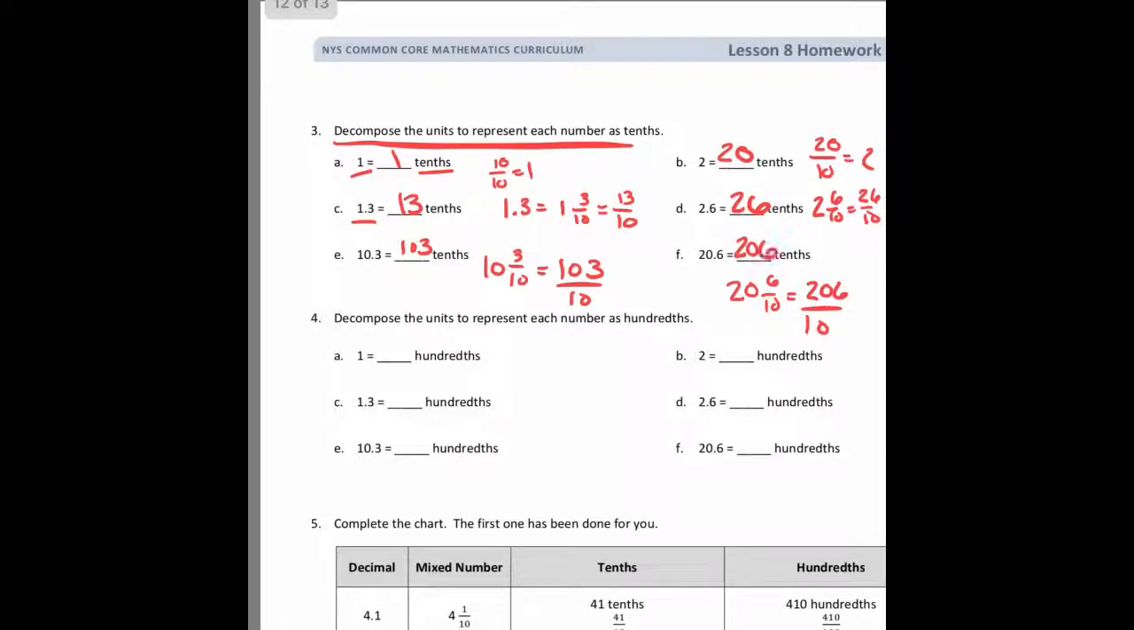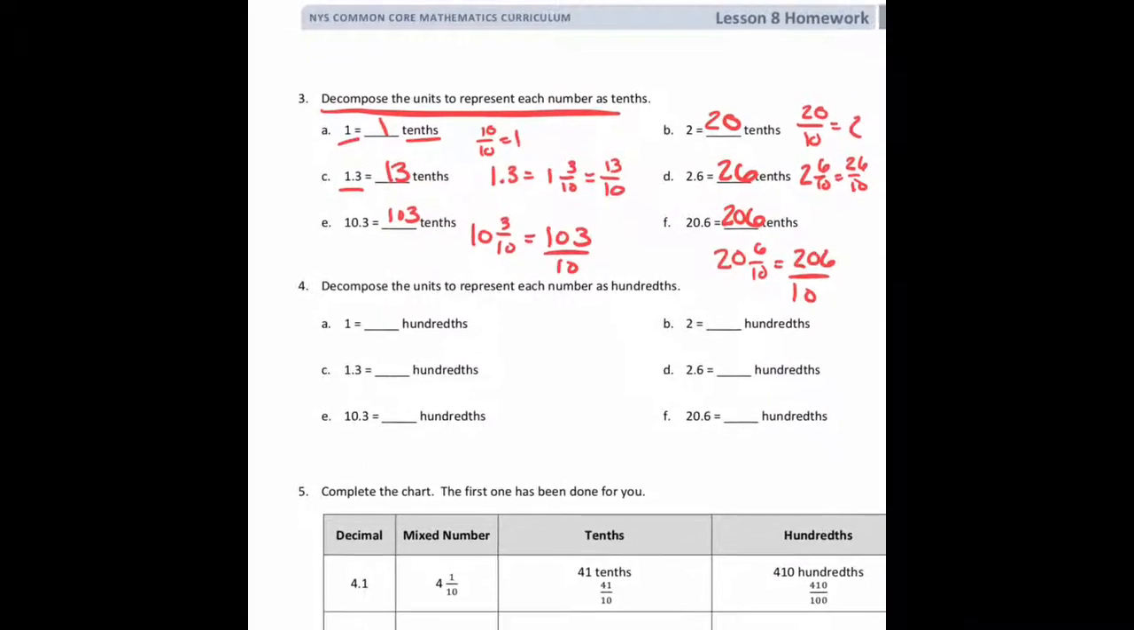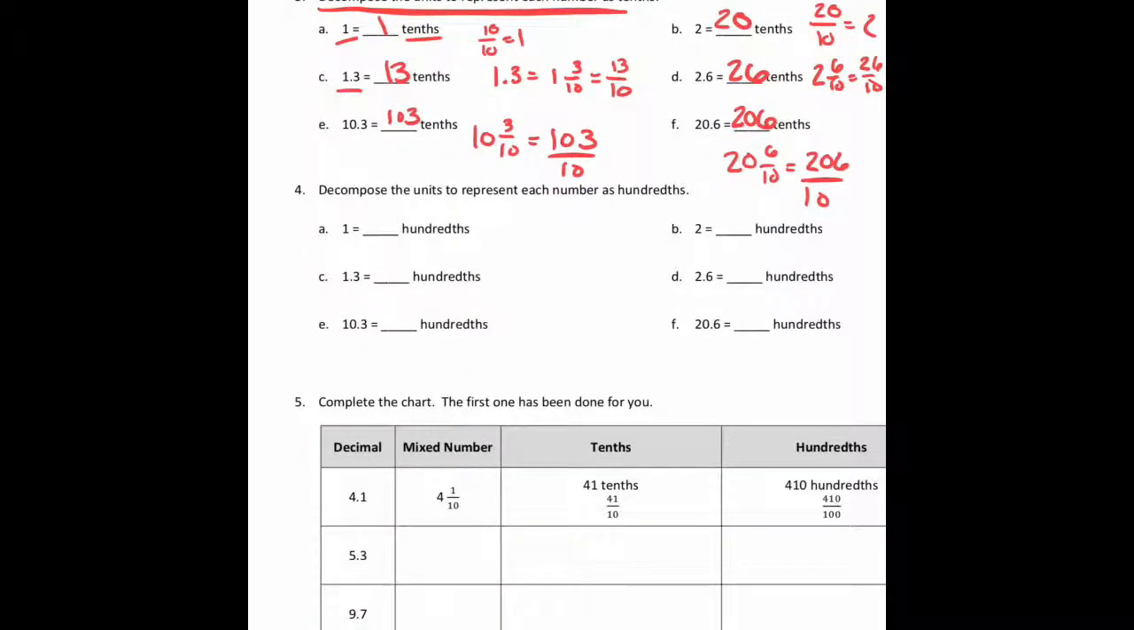Number 4 says decompose the units into hundredths. So we have 1 is equal to how many hundredths? Well, a whole is going to be 100 hundredths. So we should get 100 hundredths. 2, likewise, would be 200 hundredths, because I could pull out 2 wholes.